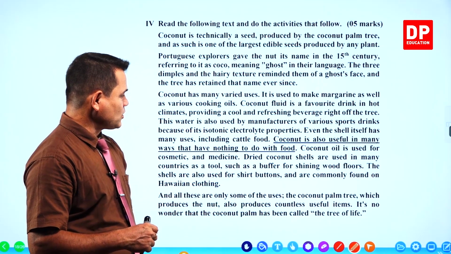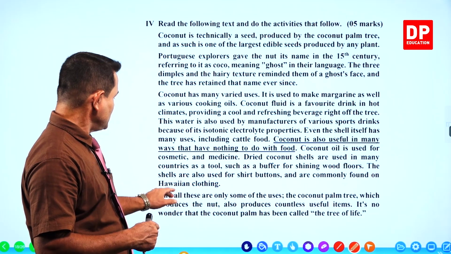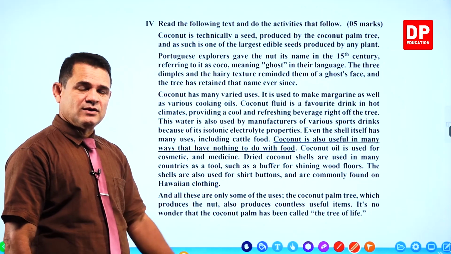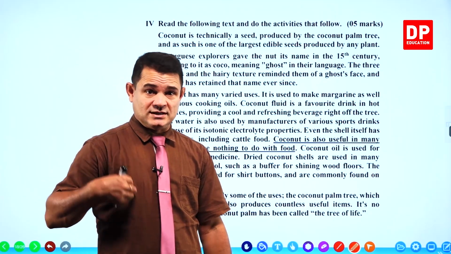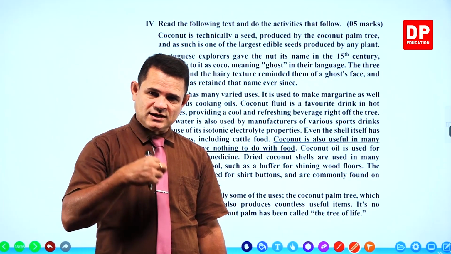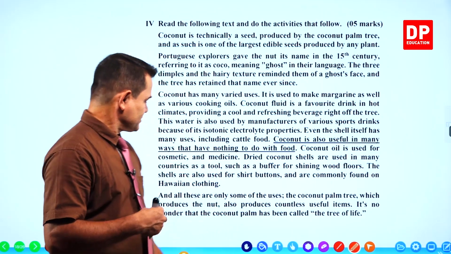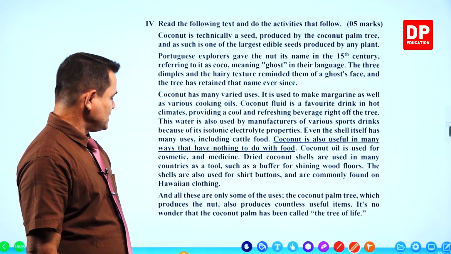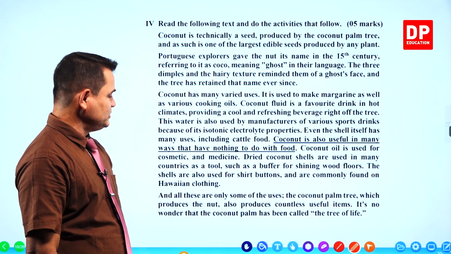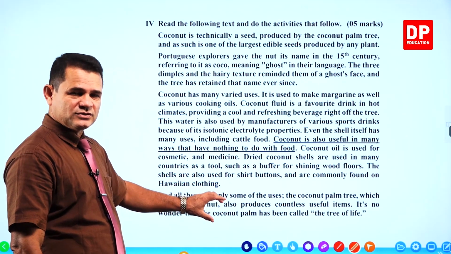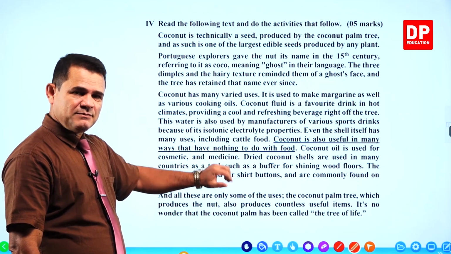And they are commonly found on Hawaiian clothing. Hawaiian clothes often have buttons made from coconut shells. And all these are only some of the uses.